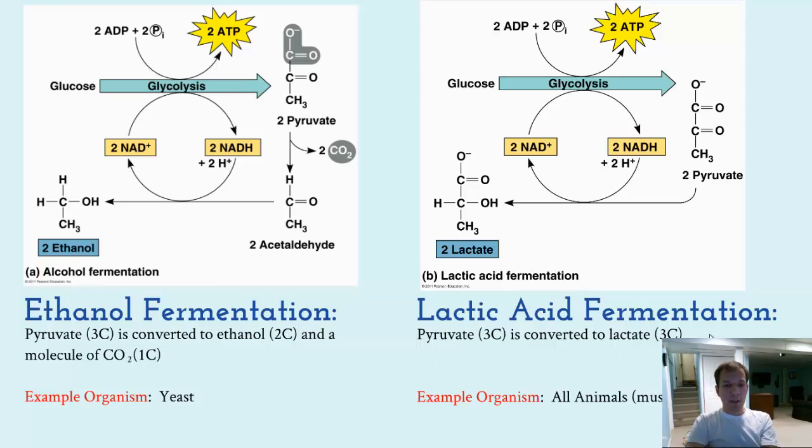Lactic acid fermentation, this is what's going to happen in animals. And in this case, pyruvate is going to be converted into lactate. That lactate will be converted further into lactic acid, and that acid will lower the pH of our blood.